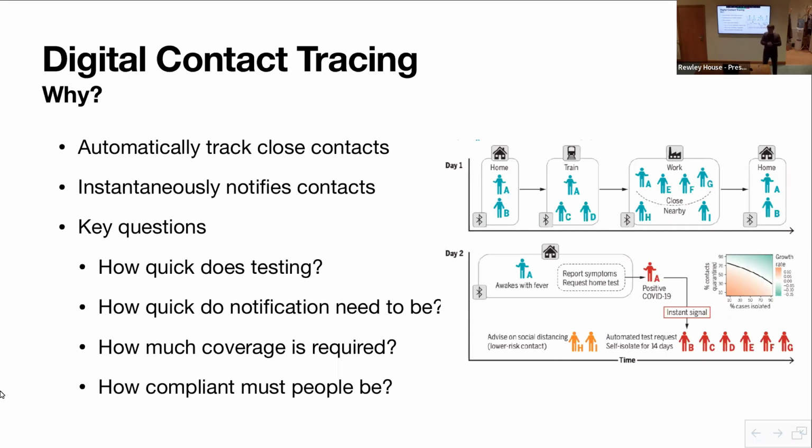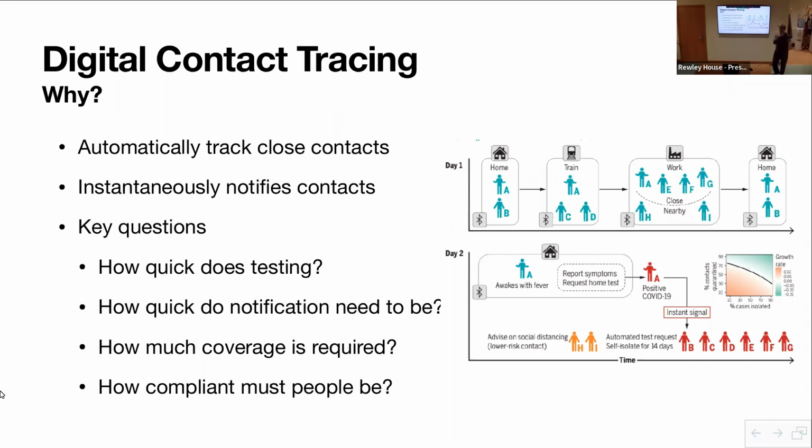So this idea was floated in sort of January, February 2020, and the government came and asked us a series of questions about could it work and under what conditions could it work. So things like how quick does testing need to be done? How quickly do you need to send your notifications? How much coverage in your population do you need? If only 10% of people use it, is it worth having at all? Or is it just not worth having? If 50% of people have it, is it worth having it? So that type of question.